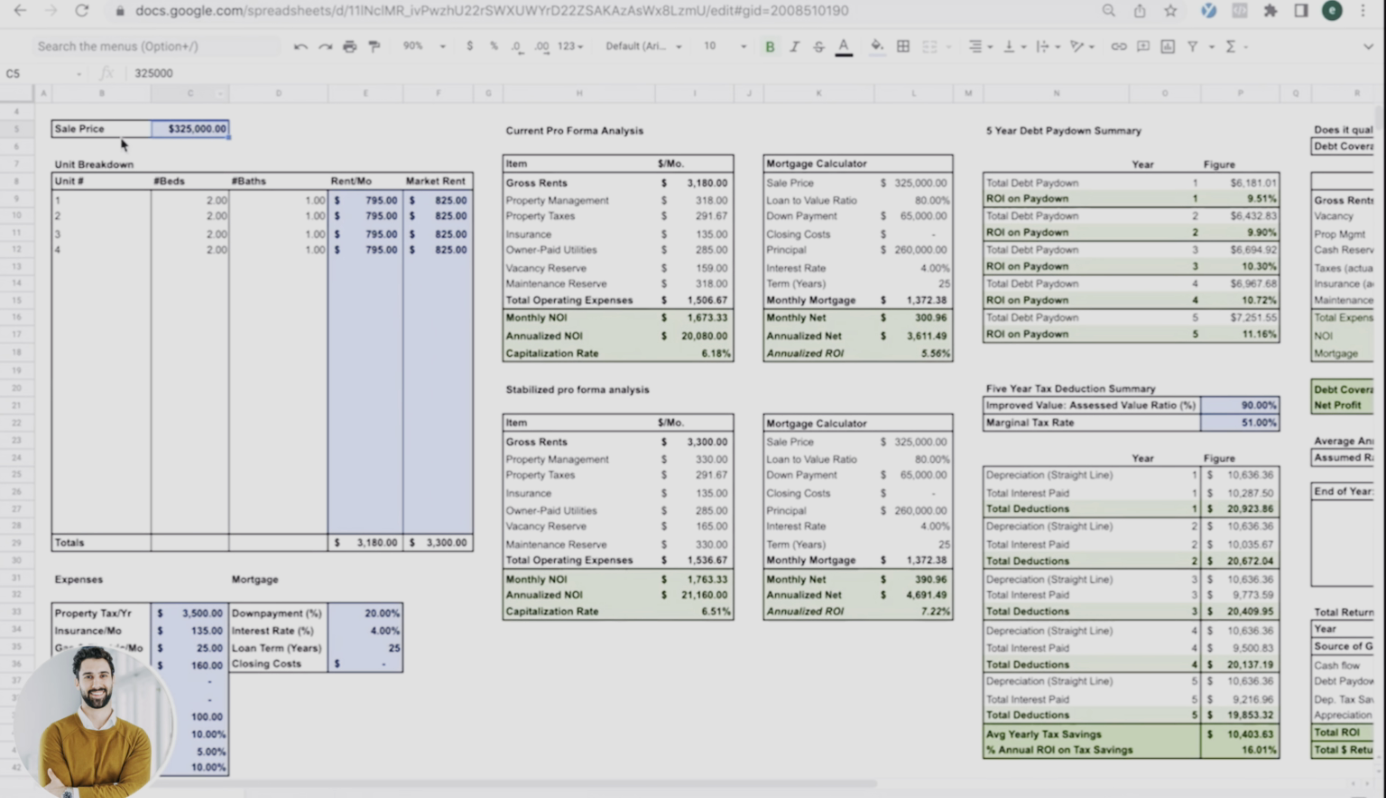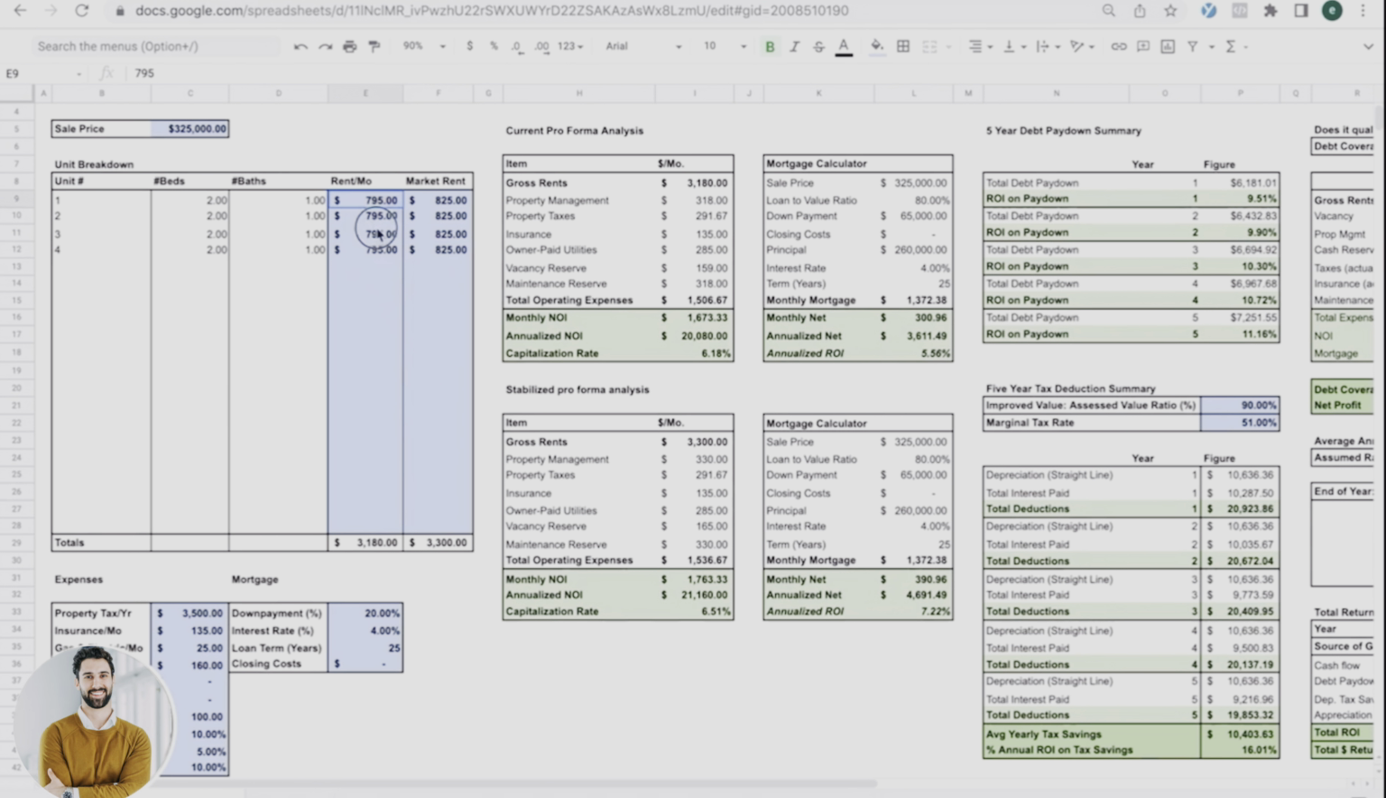So the first important bit is the sale price. A lot of the metrics that you see in these pro forma analyses, which we'll talk about in the next slide, are going to come from this sale price. And they're also going to come from the property's income, right? I've called this unit breakdown, but it's really an income section. It allows you to enter all the individual apartments and how much they're currently renting for and what they're potentially able to rent for.